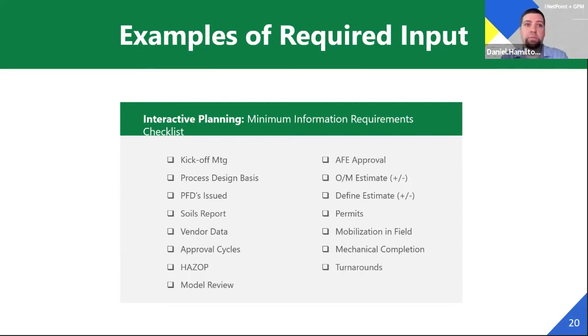We want to identify customer review cycles. So we want to see how long it's going to take a customer to review such things as P&IDs and our vendor data that's coming in. If it's 5 days, 10 days, a month, or 6 months, we want to identify how long these reviews are going to take, because that will impact our project success for our disciplines to achieve their deliverable dates.